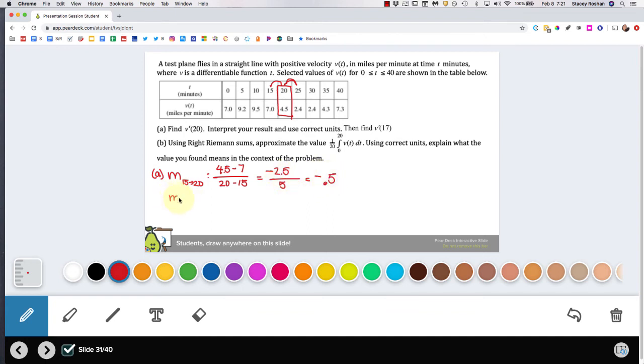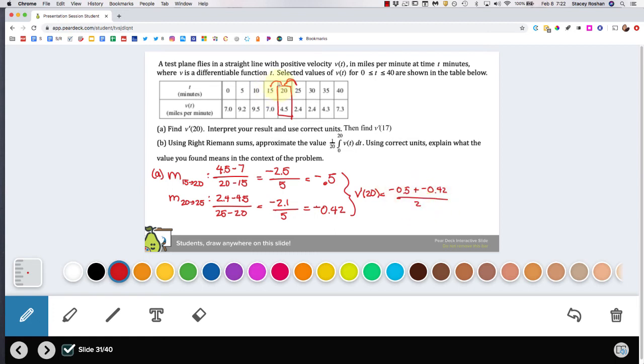And then also look at the slope between 20 and 25 since I have data on both sides. And that's going to be y2 minus y1 all over x2 minus x1. Negative 2.1 over 5, which is negative 0.42. And then what you want to do is average these to get v prime of 20.